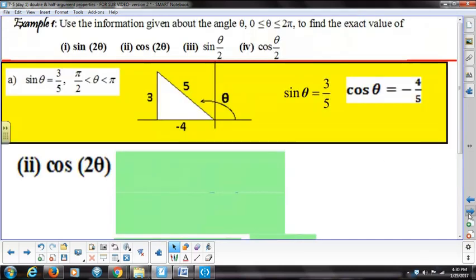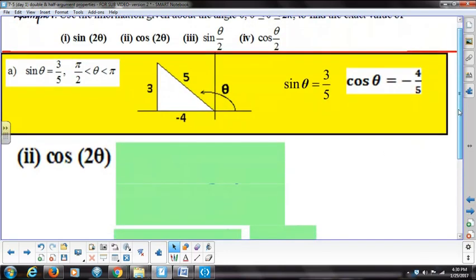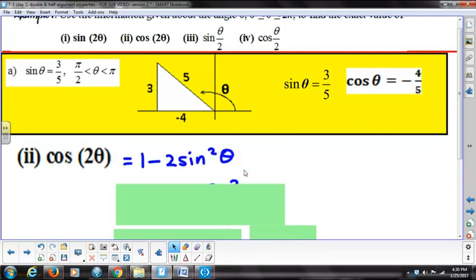The next one is cosine of 2 theta. And cosine of 2 theta has 3 different arguments. You can choose any one you like. It's usually easier, I think, to choose one that only has one trig function. That first one has cosine squared minus sine squared. So I'm going to use this one, 1 minus 2 sine squared. Now be careful, this is a sine squared.